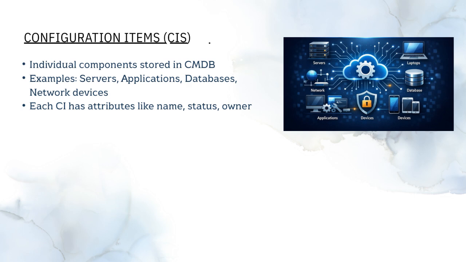Understanding these components and their attributes is crucial because it helps us maintain an accurate and up-to-date picture of our infrastructure. This, in turn, supports better decision-making and efficient management. So, whether it's a server or an application, each one is a vital piece of the puzzle. And the CMDB helps us keep everything organized and connected through these configuration items.